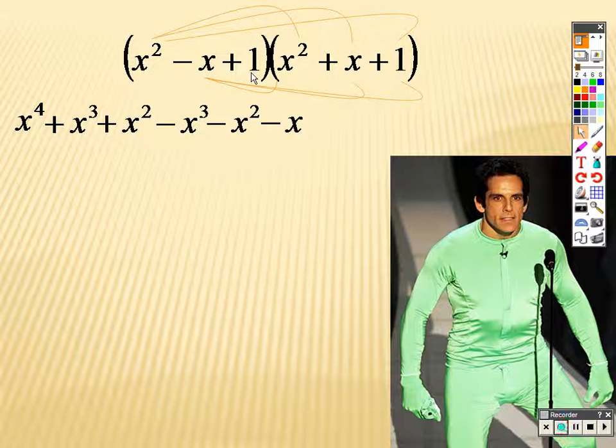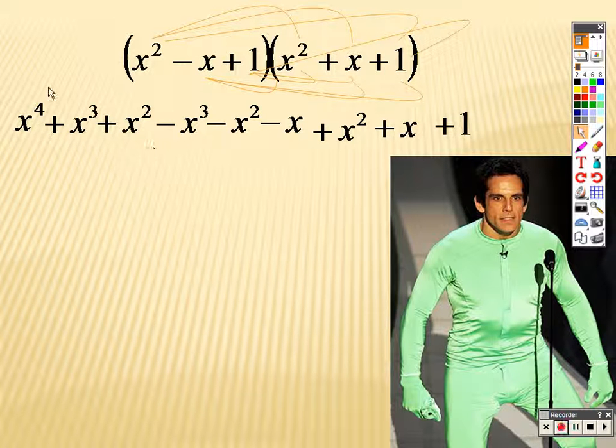Last term is a 1. Well, this one will be easy. 1 times x squared is x squared. 1 times x is x. 1 times 1 is 1. And there are all my terms. Now I have to combine my like terms.